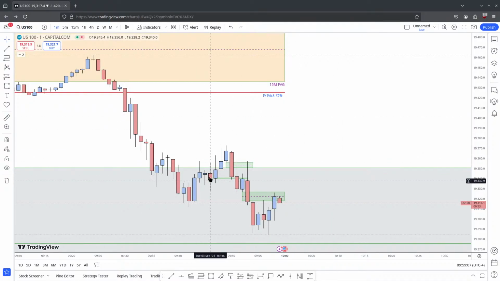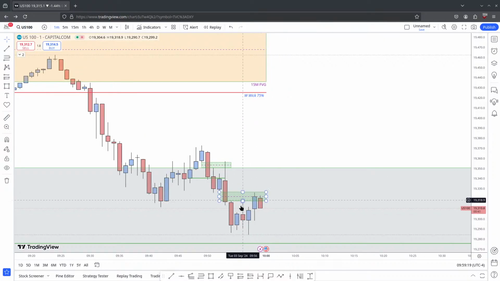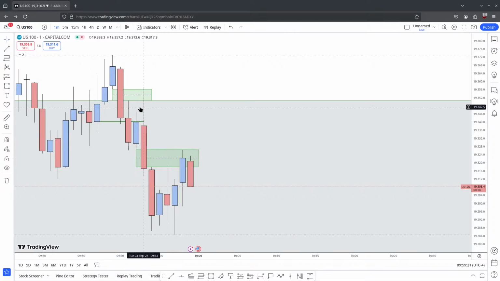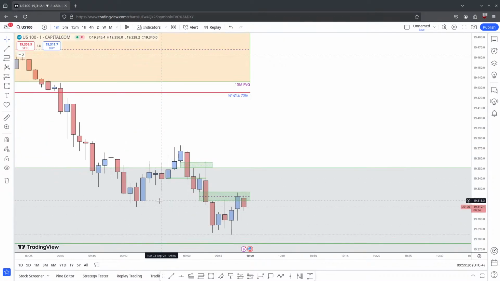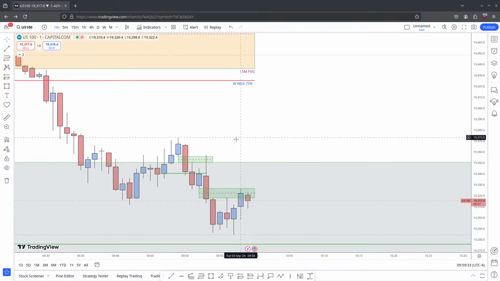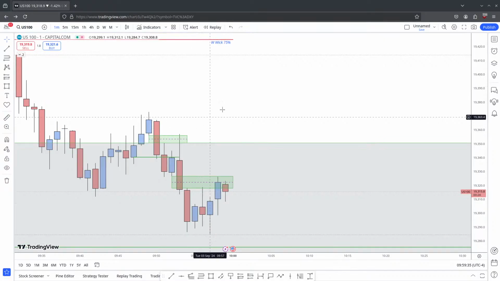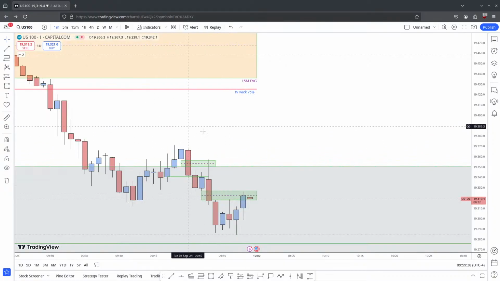We still have low, high, lower, low. I don't really like the idea of low, high, lower, low. I don't particularly favor that idea, but that would be a valid breaker block as well. I would like to see it get above this high though and then trade back into this. That would be more convincing if it wants to really push up all the way here and then trade higher.